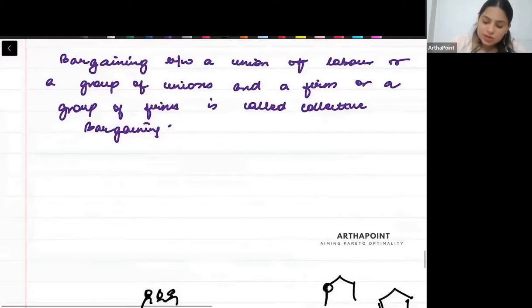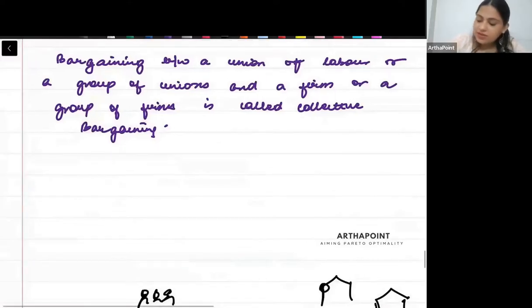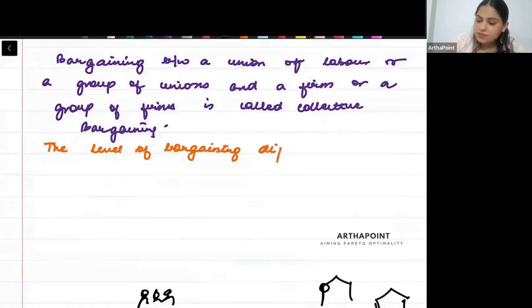So please write down that the amount of bargaining, or the level of bargaining, differs from job to job.